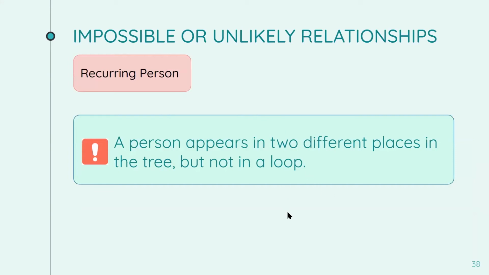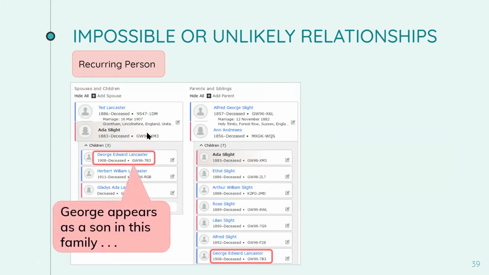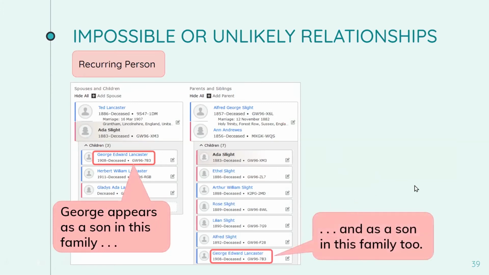So a recurring person is similar to a loop, except that a person appears in two different places only, and they're not in a loop, but they shouldn't be in two different places. Here's an example. We've got George Edward Lancaster showing up as the son of Ted and Ada, but look over on the other side. He's also showing as the son of Alfred and Anne. Most likely one of those is wrong. As it turns out, when I did a little checking, I discovered, as you might have guessed from the names, that this is the wrong one.